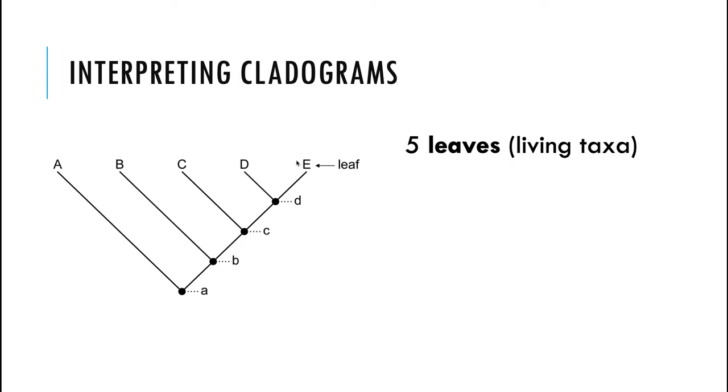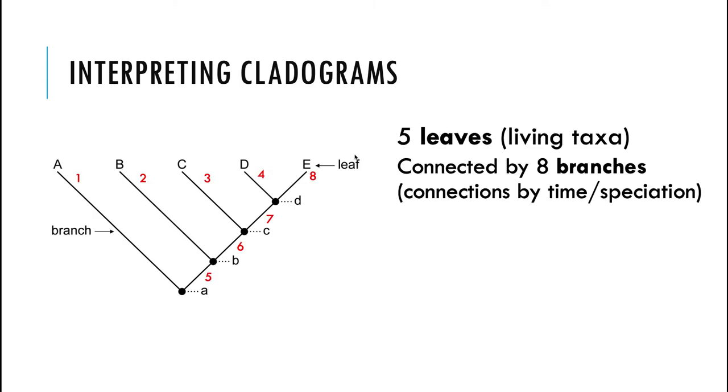So if you wanted to count the different taxa, also known as leaves, on this tree, you would say there are 5 here. So we have 1, 2, 3, 4, 5 taxa. Now, if you wanted to count the branches on this tree, well, you would count each line, including the internodes, okay? So we can count 1, 2, 3, 4, 5, 6, 7, 8. So we would say there are 8 branches on this tree, okay?